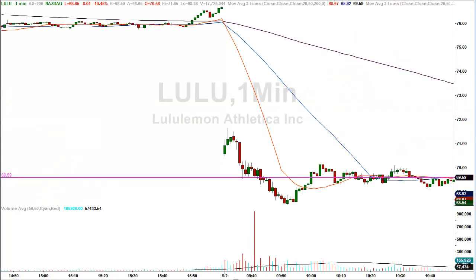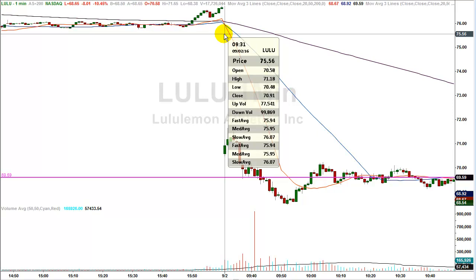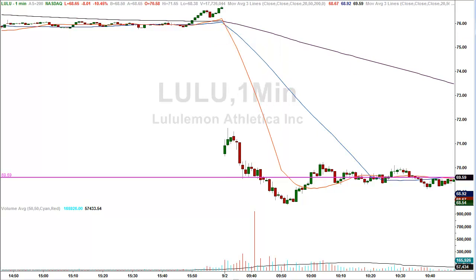So here's a 1-minute chart, and you can see here where the stock opened the day before all the way up here. The closing price of the 1st of September was $76.66. The stock opened the following morning at $70.58, gapping down, creating an opportunity for traders that can identify a level where that stock is likely to have a price reaction in the other direction.